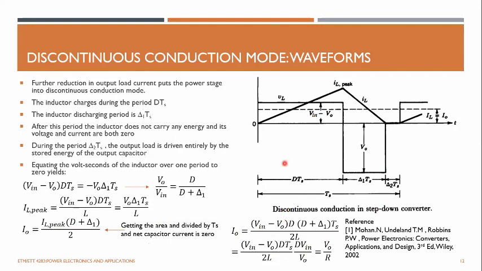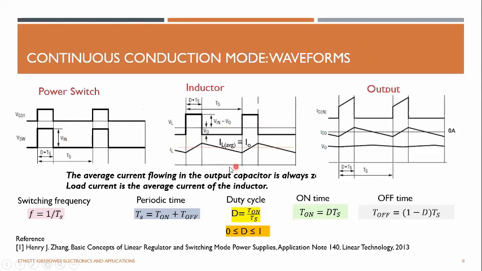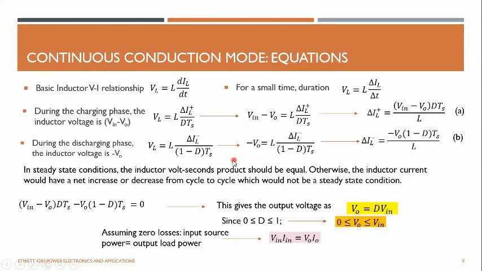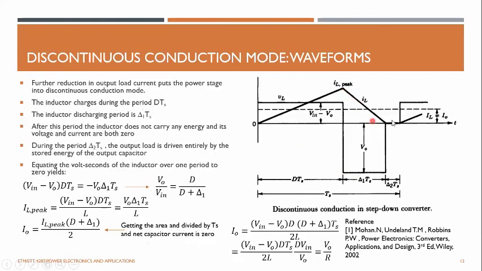There are two operating modes, the continuous conduction mode and the discontinuous conduction mode. In the continuous conduction mode, the inductor current is always higher than zero. In the boundary mode, it goes to zero immediately. And in the discontinuous conduction mode, it goes to zero and stays there for some time, which is called dead time. So now the inductor current is formed.